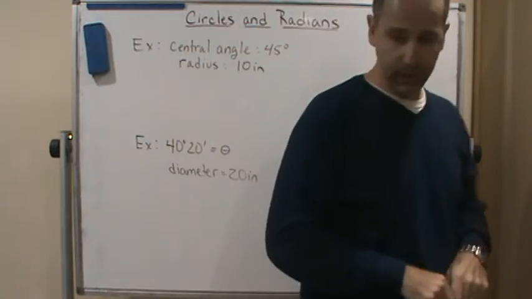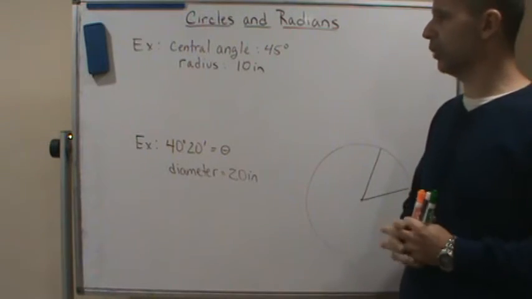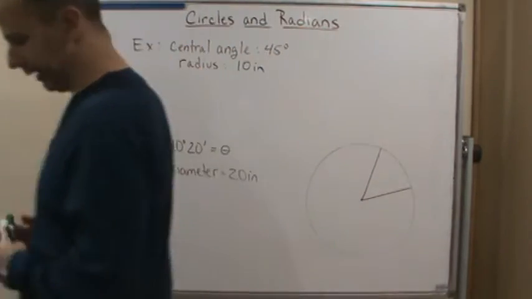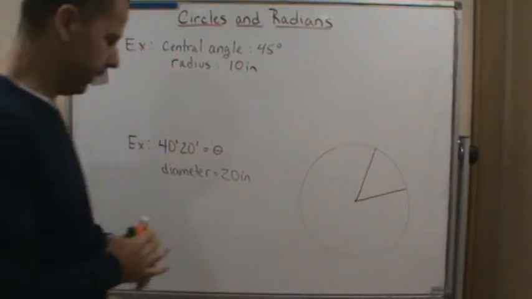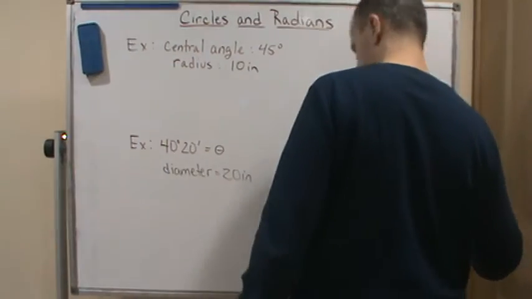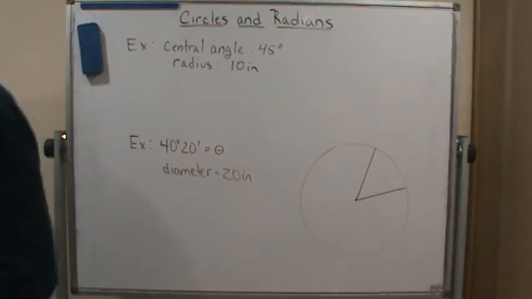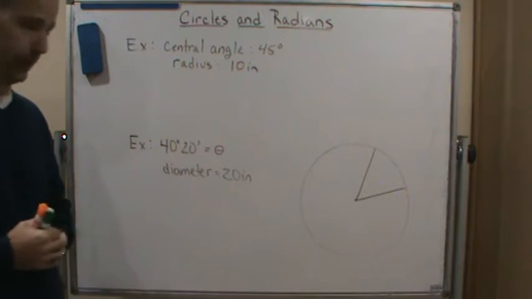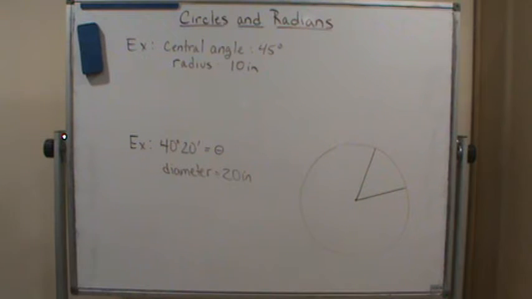Okay, so welcome back. Now we're going to do a couple more examples of finding the area of a sector of a circle. In the first example, we're given a sector of a circle with a central angle of 45 degrees and a radius of 10 inches, and we want to find the area of that sector.